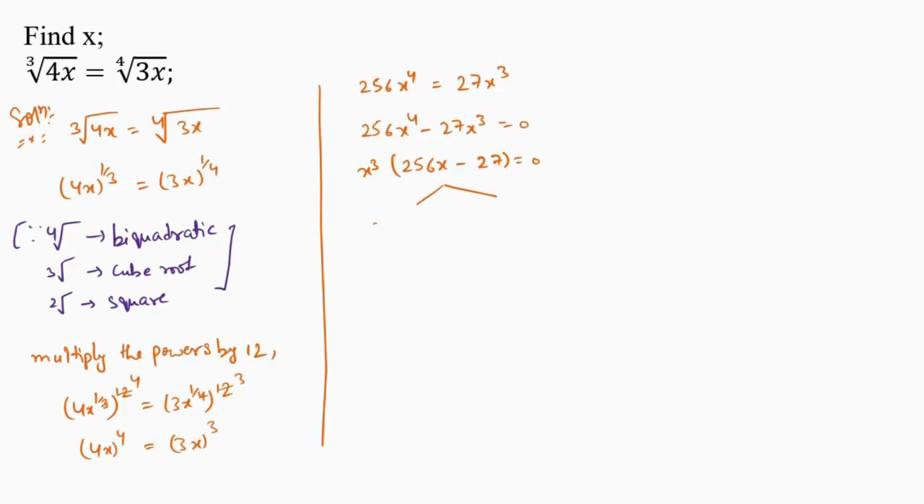So here we get two equations, x cube equals to 0 and 256x minus 27 equals to 0. From this we get x equals to 0, and from this equation we get 256x equals to 27. Now divide both sides by 256. We get x equals to 27 by 256. So from this problem we get two values of x. One is 0 and second is 27 by 256.